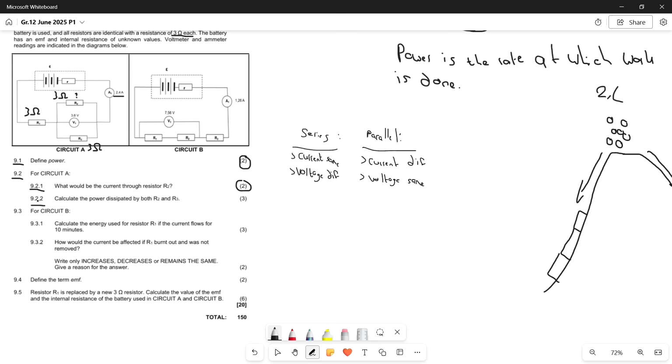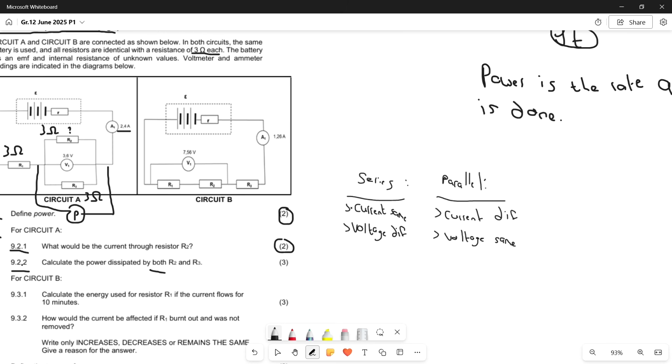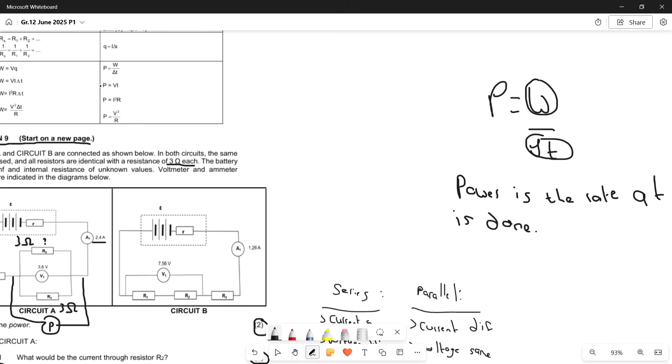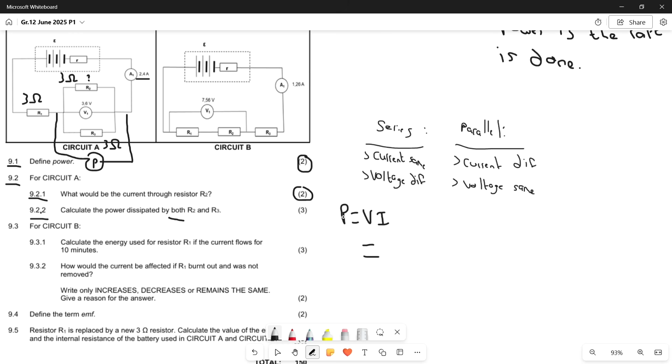Cool. And then 9.2.2 over here says calculate the power dissipated by both R2 and R3. So if we were measuring power, let's call this guy P over there, it is over both R2 and R3. We have a couple options for power formulas, referencing our note to see which values we have to work with. Our easiest formula to work with is probably P equals V times I. So I'm just going to write that down for us. So power is what we want.